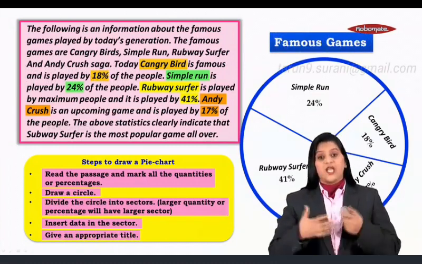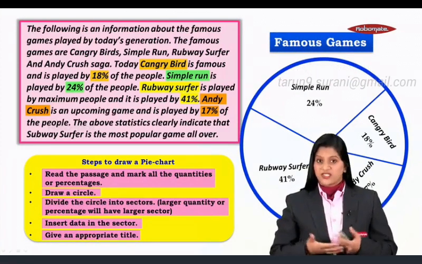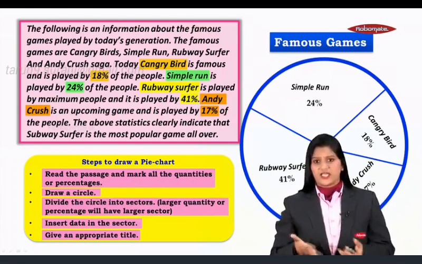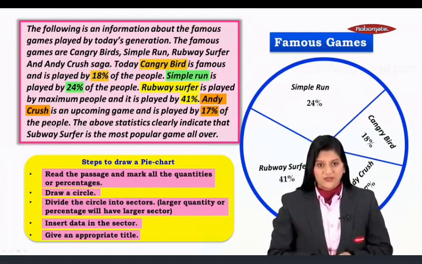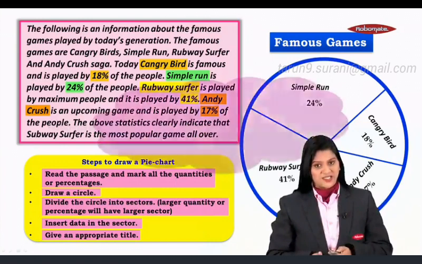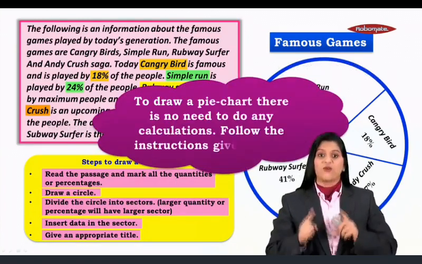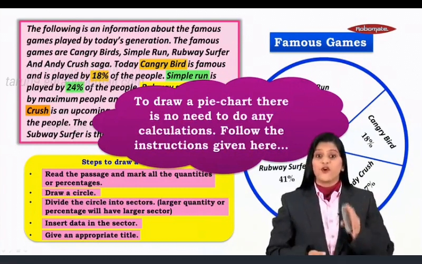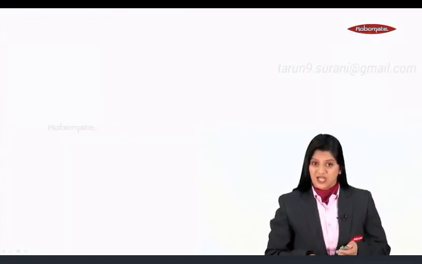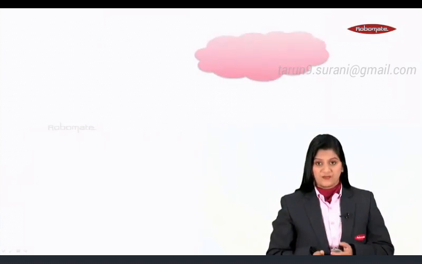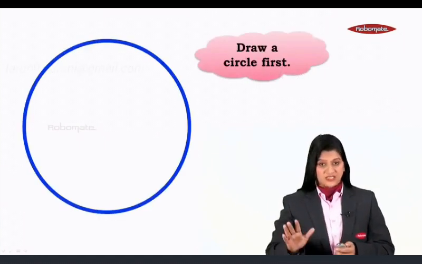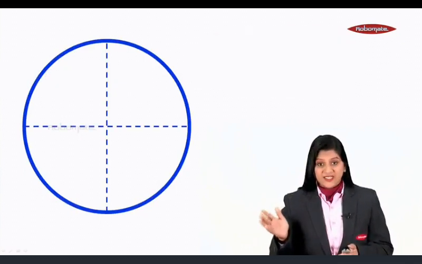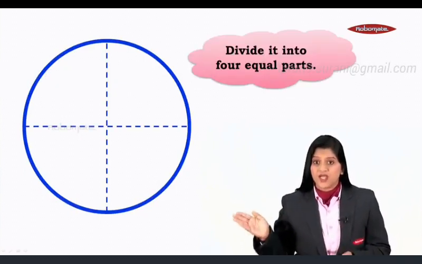Now, I'm sure you're wondering, to draw the circle and to know how big the sector should be, we'll have to do calculations like we do in geometry. There is no need. Okay, now understand, to draw a pie chart, there is no need to do any calculation. Follow the instructions given here now. I'll be giving you some information. Okay, first of all, draw a circle first, and then this is a trick. Divide it into 4 equal parts.